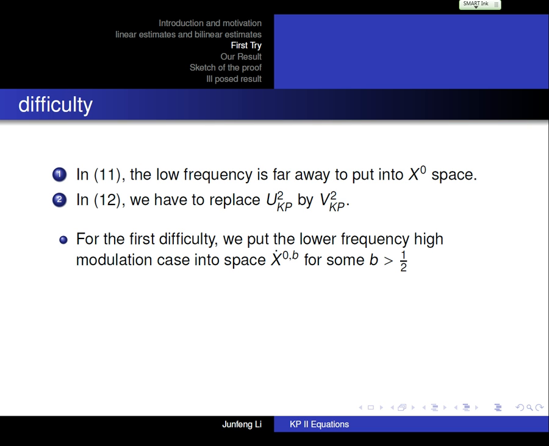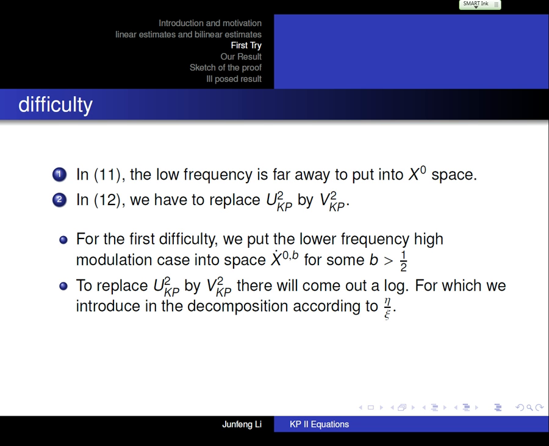You can always think about U2 or V2 as, it's not true, but you can think of B equals half. Here we want to use the high modulation, so B is larger. And of course, you have to keep the scaling. It's not just putting it into X0B, but you have to balance the scaling. The second case is that to replace U2 by V2, there comes a log. For this case, we want to decompose according to eta over C.